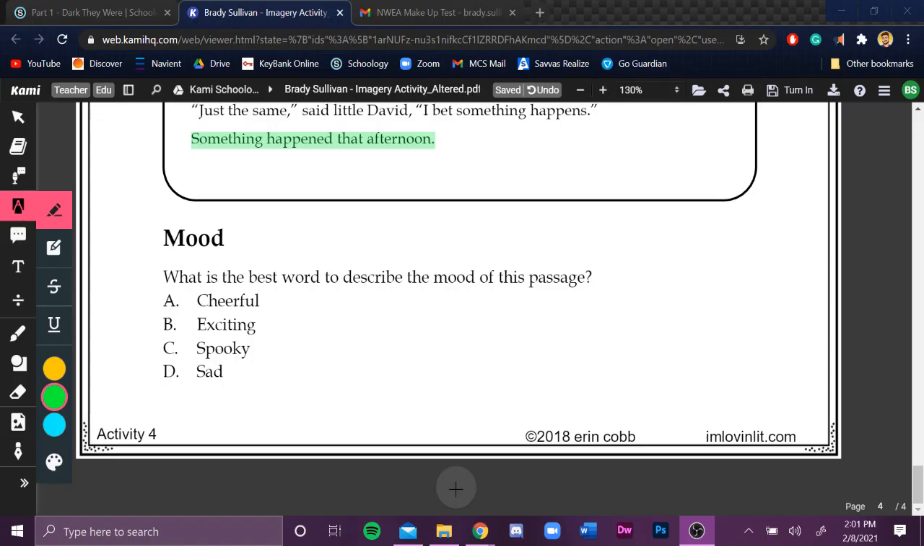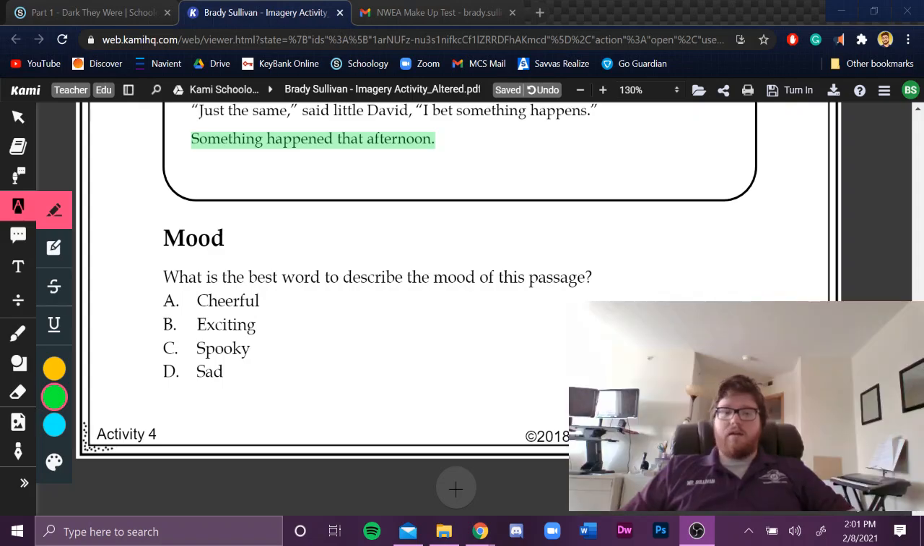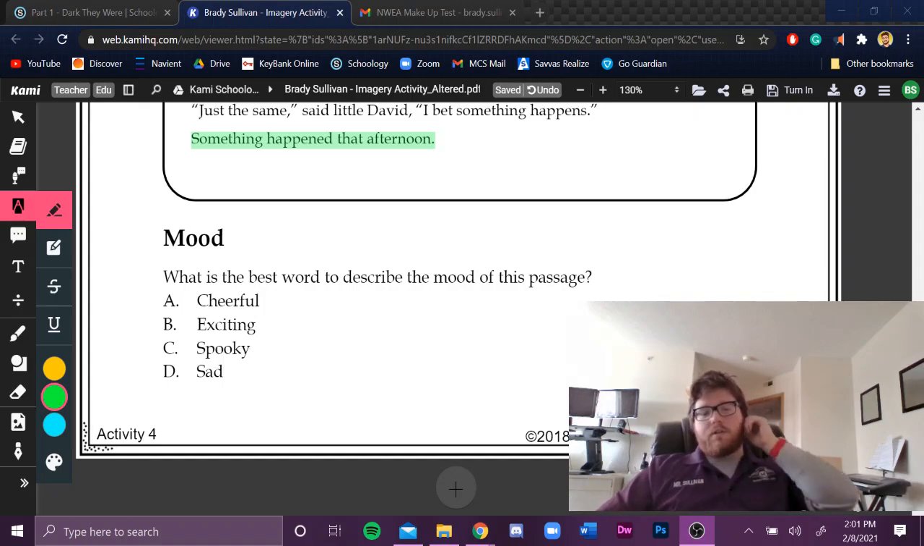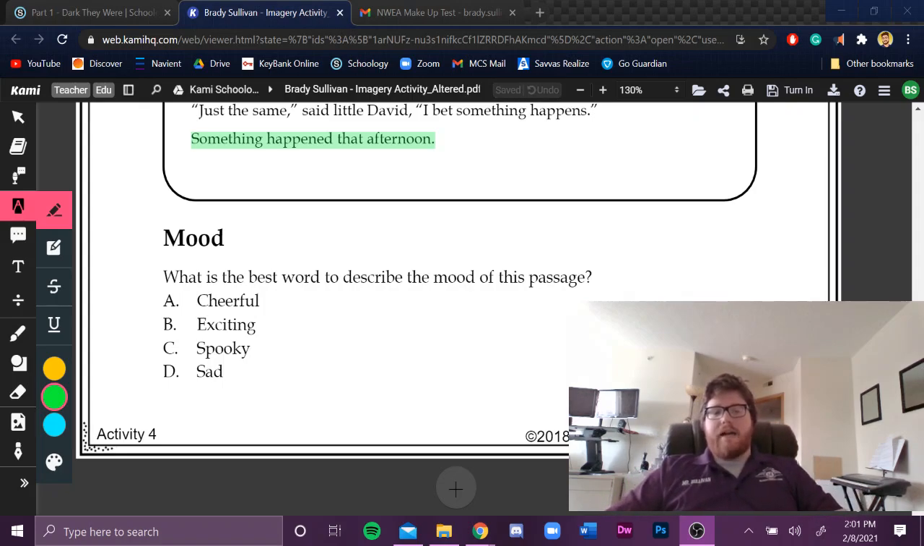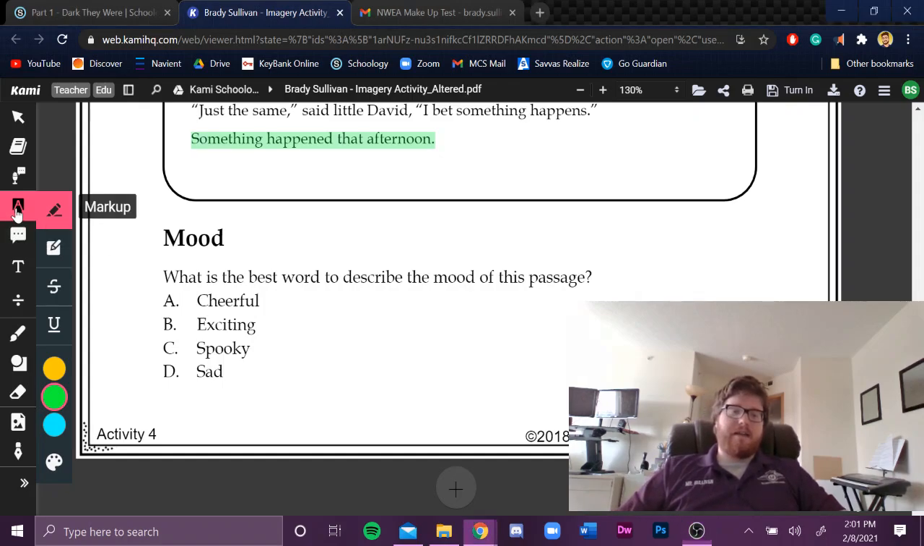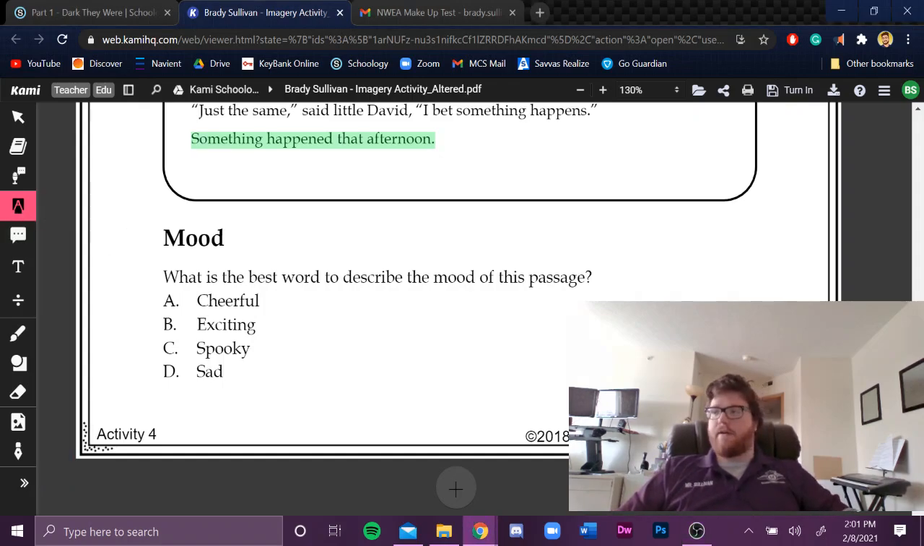Hey, so after having listened to the story be read to you, the question becomes, what would be the best mood to describe this passage? Would you describe this as cheerful, exciting, spooky, or sad? Take a second to think about it, and I'm going to tell you if you haven't figured it out yet.